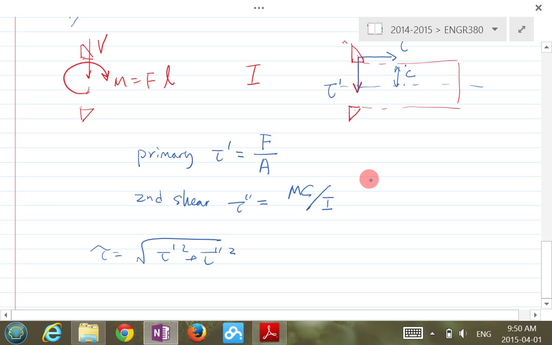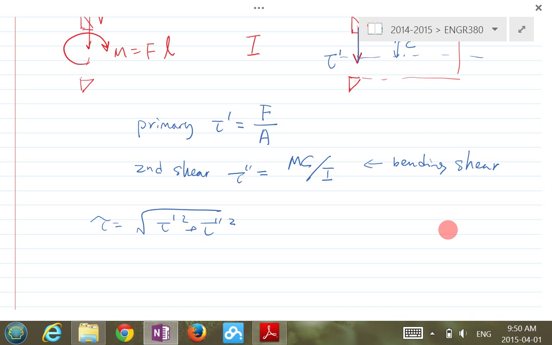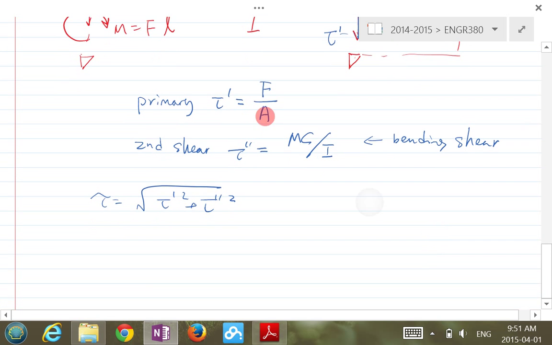So this one here is what we call bending shear, even though it's actually a normal stress, technically speaking. But it's a fillet weld, and we're just looking at the shear stress, so we call it bending shear. A can be calculated easily from the geometry, and M can be calculated. C can be calculated. The I, again, is based on the geometry.